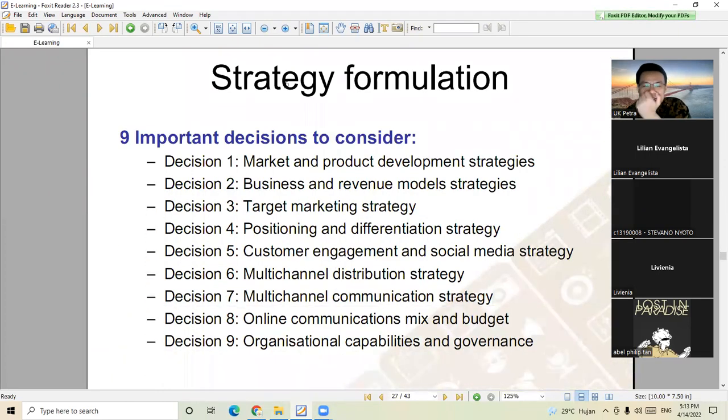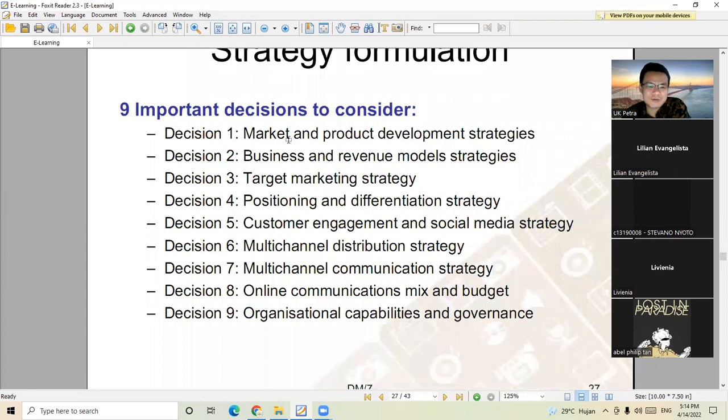This is the last section of this chapter 4. It is discussing how we can formulate our strategy from the beginning. So there are 9 steps or 9 important decisions that we have to consider, starting from decision number 1 till decision number 9. We shall discuss this briefly.